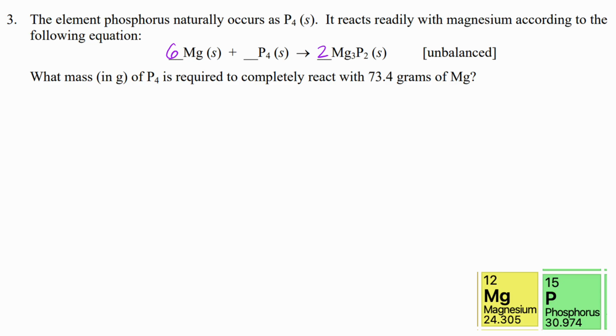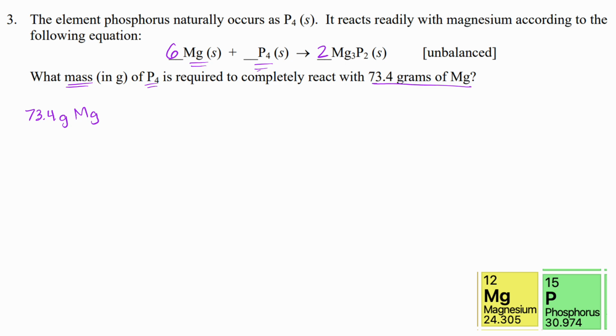Number 3 says, what mass in grams of P4 is required to completely react with 73.4 grams of magnesium? So like I said, it's always easiest for me to start with what I'm given and figure out how I get to what they want. So I'm starting with 73.4 grams of magnesium, and I'm solving for mass of P4. So I have to go from magnesium to P4, and I have to do a mass-to-mass problem.